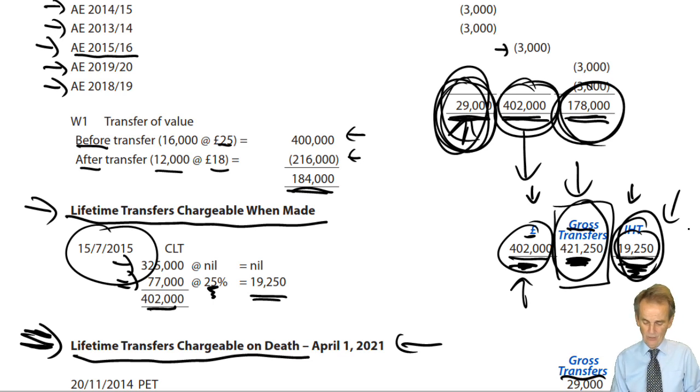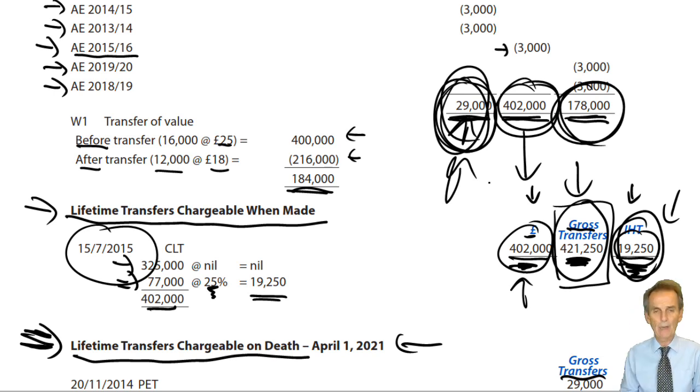Regarding the first transfer, the original PET of 29,000, taper relief is irrelevant, because taper relief only applies if there's a tax charge. It's a reduction in the tax charge. 29,000 was all within the nil rate band, so there was no tax charge. It's only relevant in relation to the tax charge.